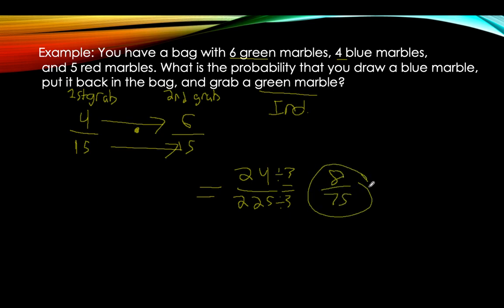With numbers like that, I probably wouldn't be picky about simplifying. But so I would probably take either of these answers. But that's a probability that you grab a blue marble, put it back, and grab a green marble. Okay.